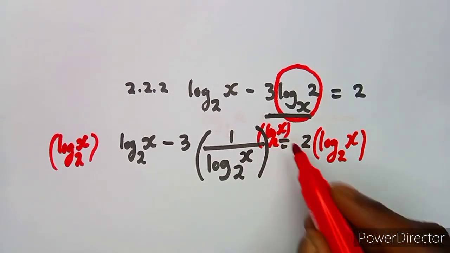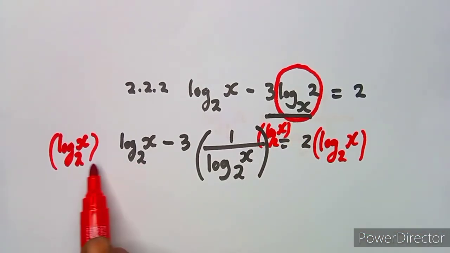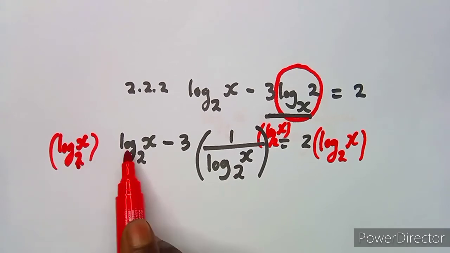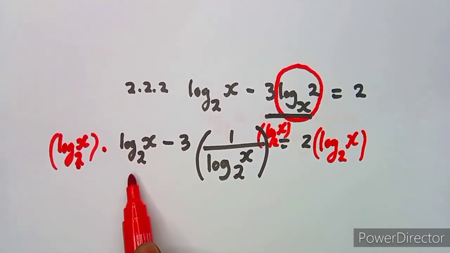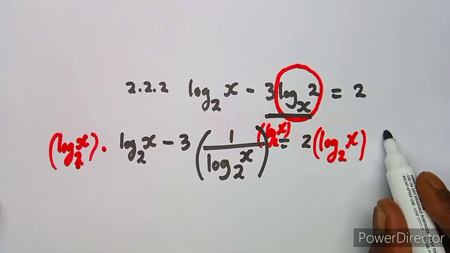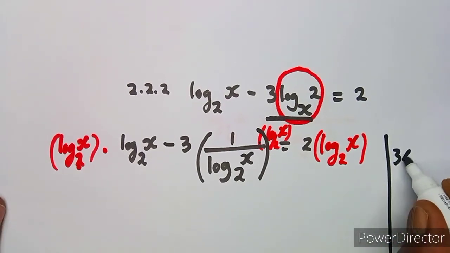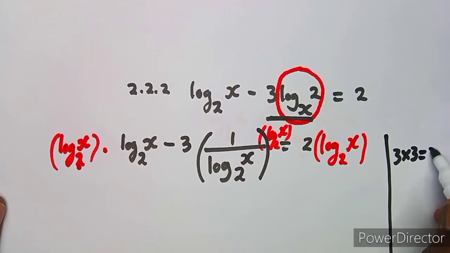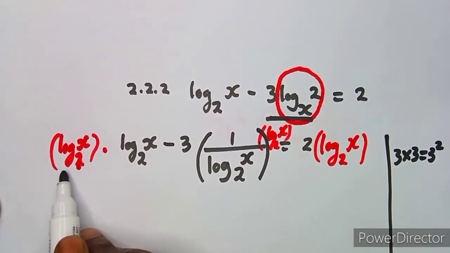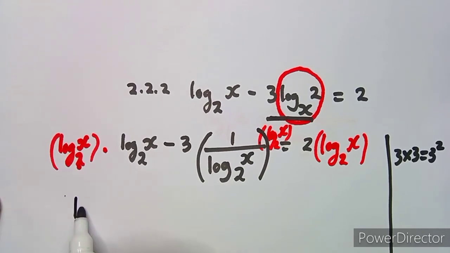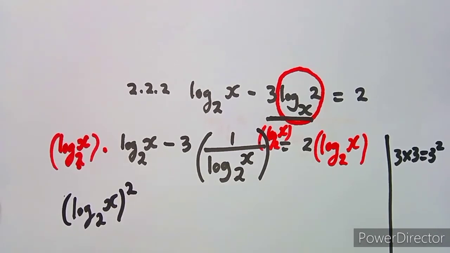So as we are doing this, as we can see here, it's log x base 2 times log x base 2. These two are actually the same, just like 3 times 3. If you're multiplying 3 times 3 and you write it as 3 squared, are you wrong? No, it's just one and the same thing. So these two can be written as log x base 2 in a bracket like this, squared. Just one and the same thing.